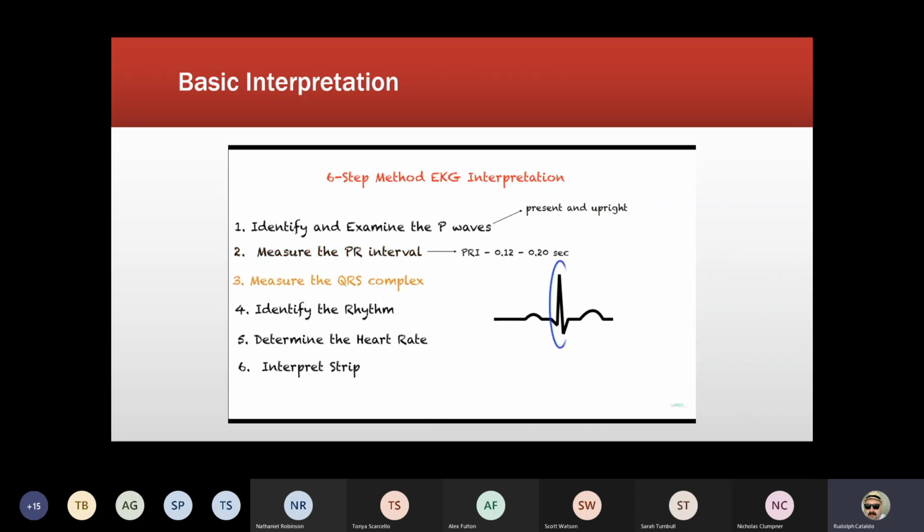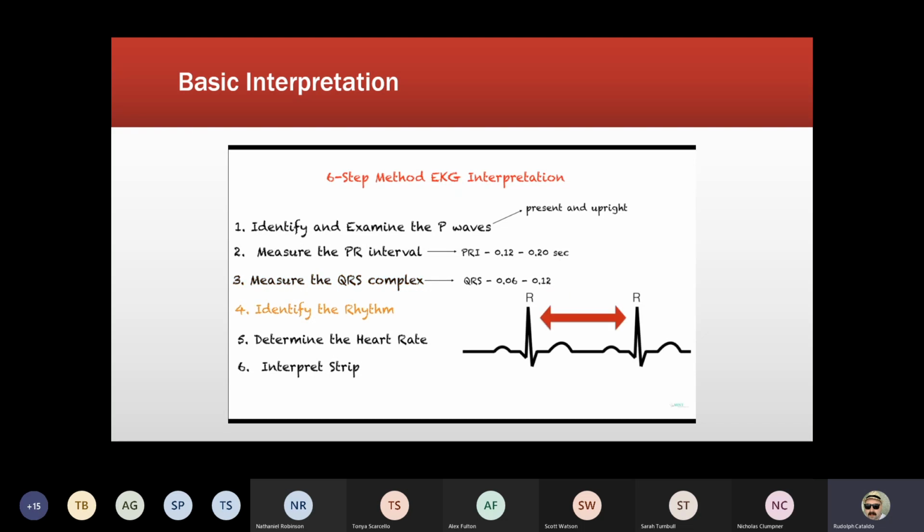Third would be to measure the QRS complex. Just like the PR interval, we are going to count the small boxes in between the QRS complex. Our magic number is 0.06 to 0.12 seconds. Anything more than 0.12 could indicate a dysrhythmia such as a PVC.